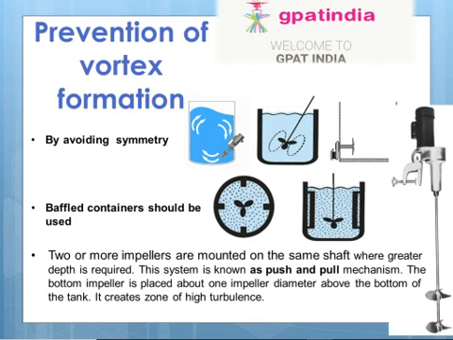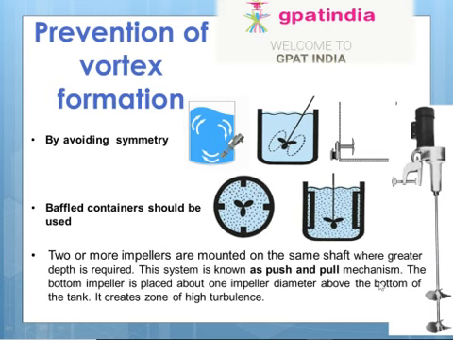So we can prevent this vortex formation by avoiding symmetry. If we put our impellers off-center, or we can incline them, or we can put them in side-entering, and if we put them very deep into the liquid, then we will certainly have less vortex formation. Second, we can baffle these containers. That would also be helpful. And third, which is the answer, is the push-pull mechanism.